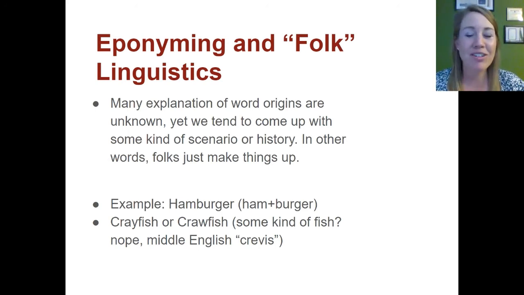Same with the word crawfish or crayfish. Some people look at that and go, okay, it must have something to do with being a fish, right? Because the word's fish there. Now, if you've ever had one, you know it's nothing like fish. It's more like a hermit crab, right? And we don't know what the craw or cray means, but we think fish, it's got to be a fish. And that's not true at all. That's folk linguistics again, right?